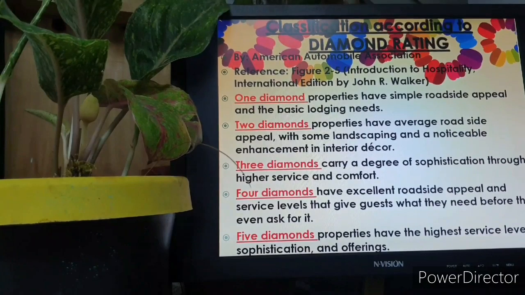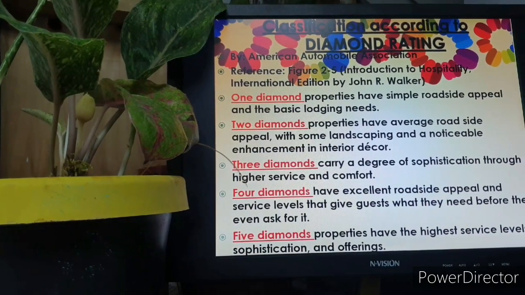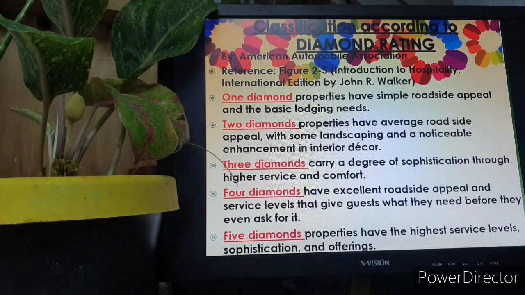Let's start with the diamond rating by the American Automobile Association. We have 1 diamond. Properties have simple roadside appeal and basic lodging needs. These properties appeal to the budget-minded traveler. Usually, 1 diamond properties provide the essentials, the basic requirements pertaining to comfort, cleanliness, and of course, hospitality.